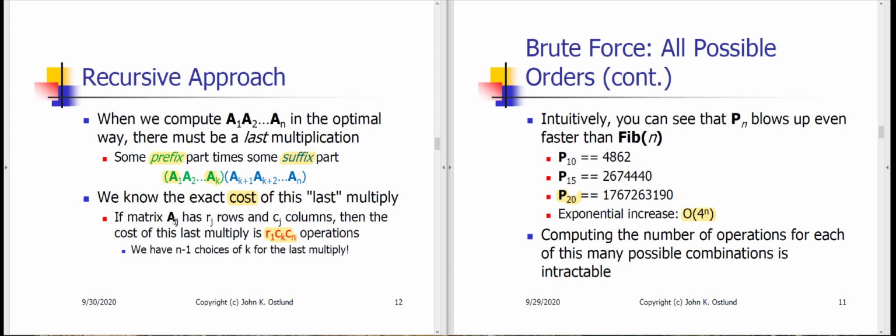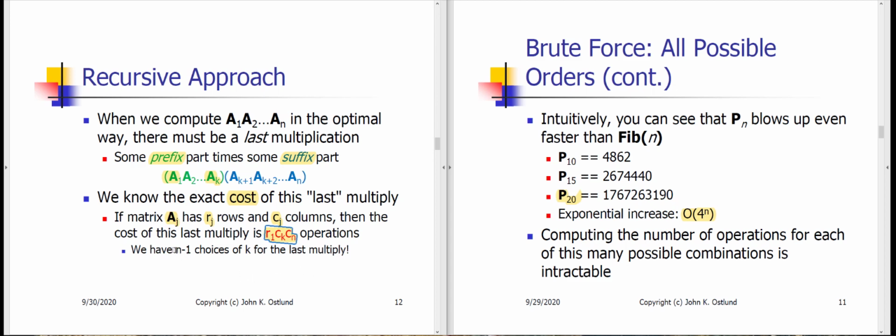Okay, so just for notation's sake, if we have some arbitrary matrix A sub j, we'll use the notation R sub j to indicate the number of rows of that matrix, and the notation C sub j to indicate the number of columns in that matrix. We don't at this point know what the optimal way is of doing this multiplication, but we do know that when we discover the optimal way, there will be one last multiplication, and that last multiplication will involve that many multiplications to compute the cells.